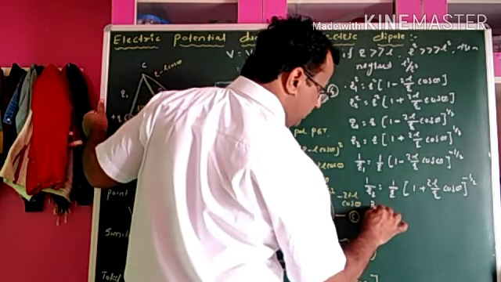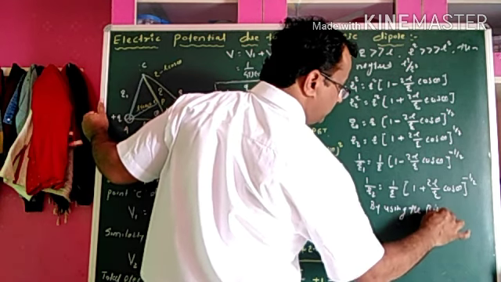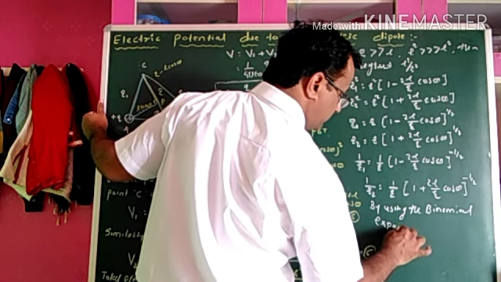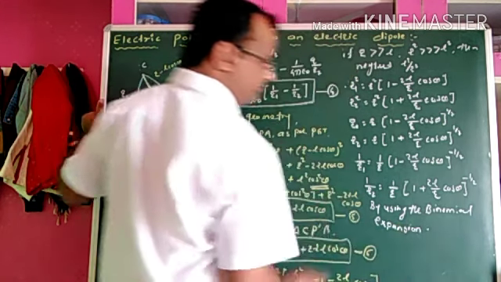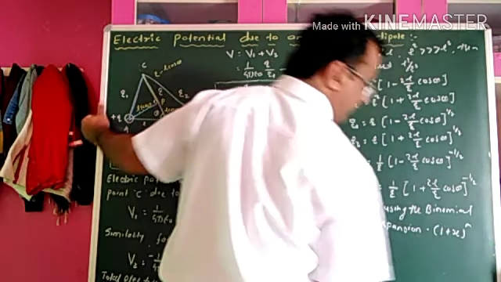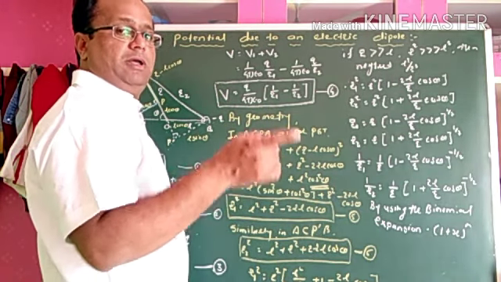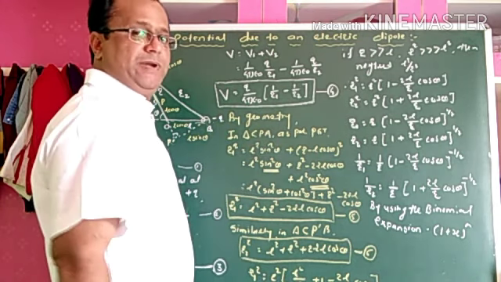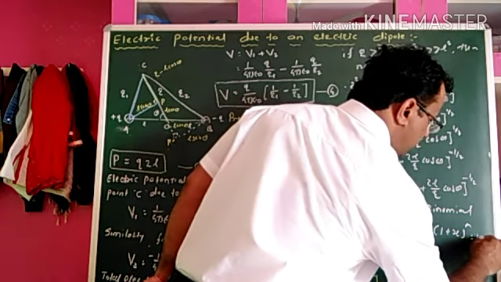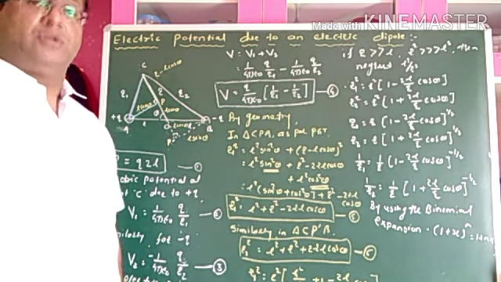By using the binomial expansion, we have 1 plus x raised to the n, and the value of L is small as compared to r or x, whatever. Then at that time we write 1 plus simply nx, neglecting the higher order terms. So what we get there?